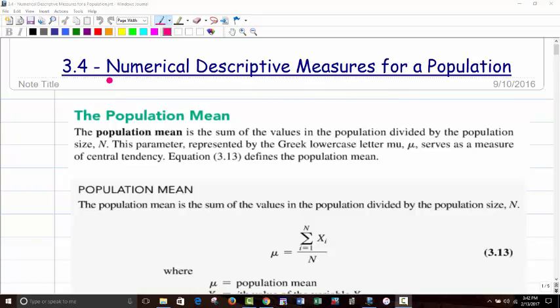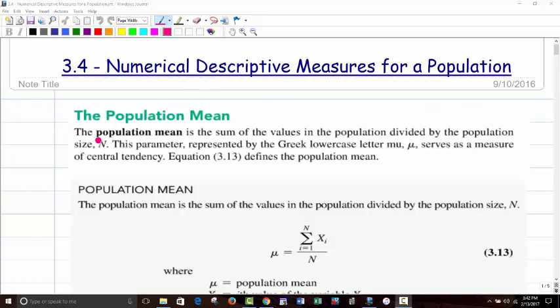This video is for section 3.4, numerical descriptive measures of a population. Now we've talked about sample measures, sample mean. Well, the population mean is essentially calculated the same way. We use different notation.